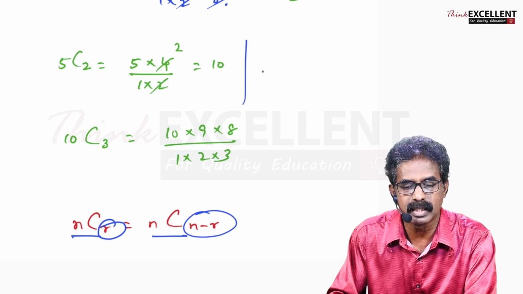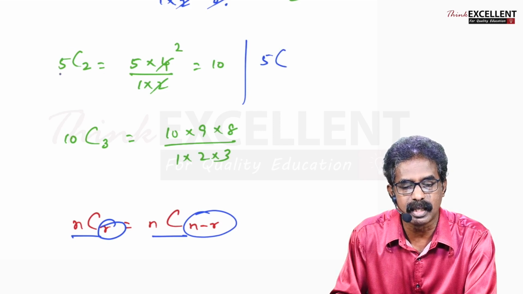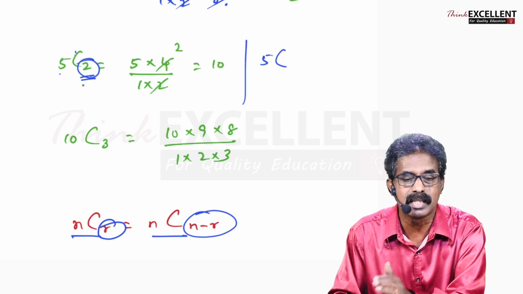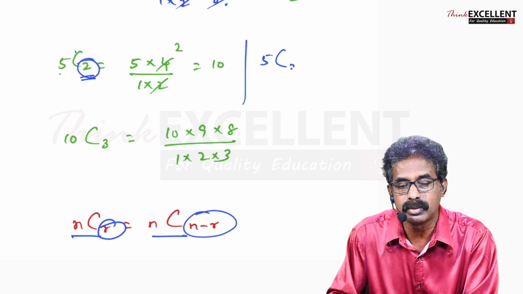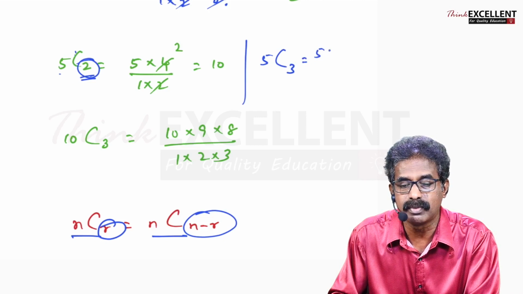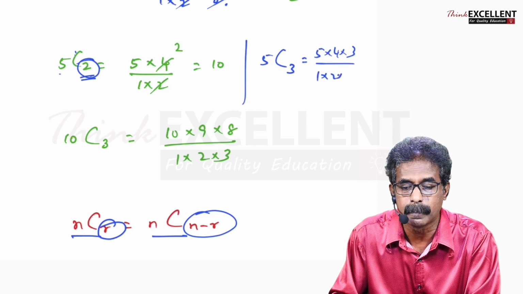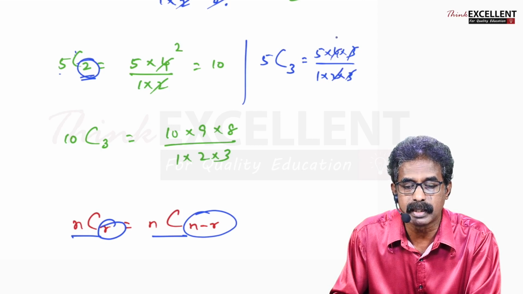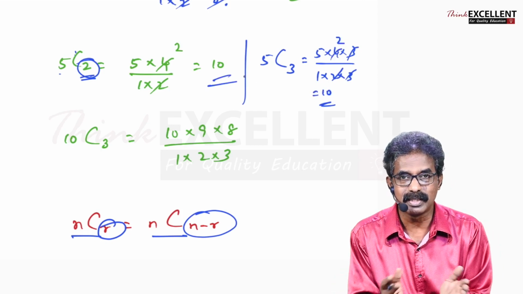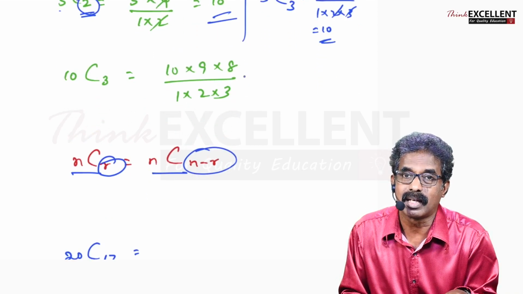Let us see, we did 5C2. If I use the result, 5C2 can be written as 5C, and instead of r you write n minus r, 5 minus 2, which is 3. Let us see, are they the same? 5C2 can be written as 5 into 4 into 3 by 1 into 2 into 3. 3 cancels, 2 cancels, 5 into 2, 10. Yes, both answers are the same. 5C2 and 5C3 are the same. So nCr and nC(n minus r) are the same.